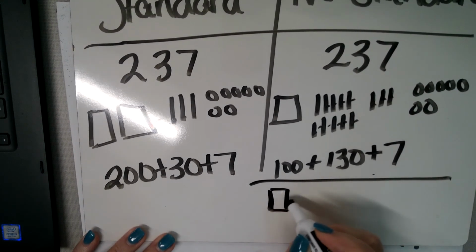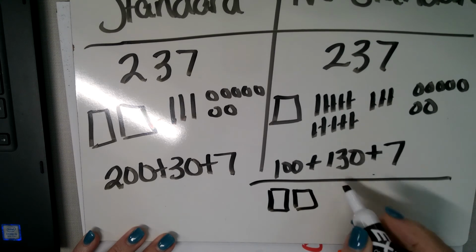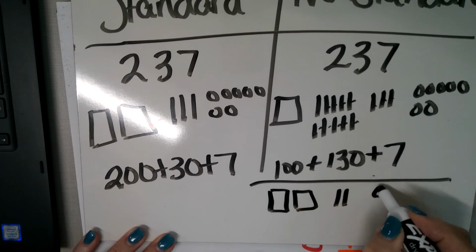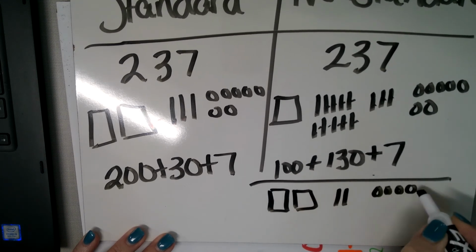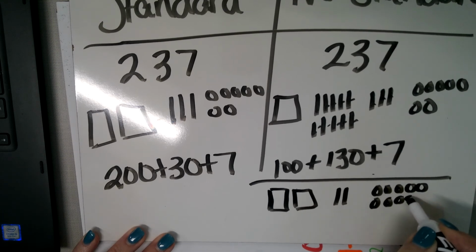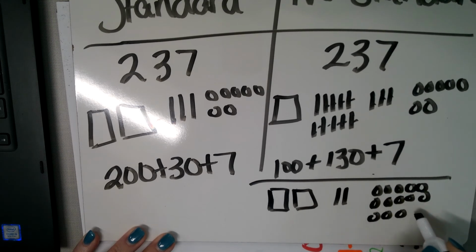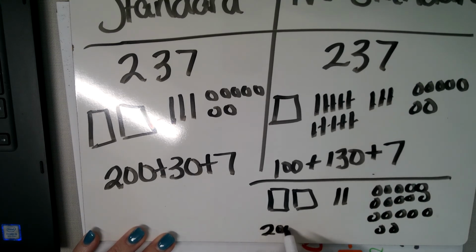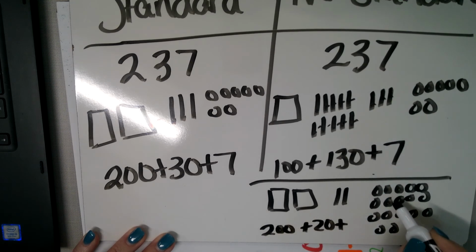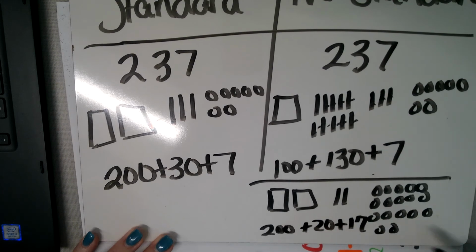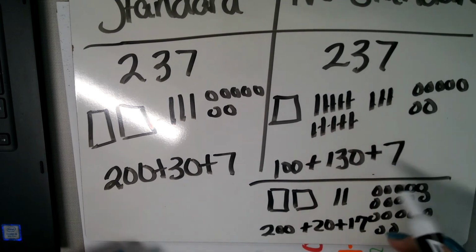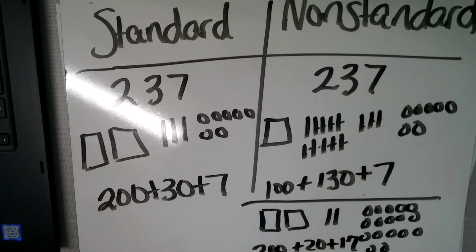I could go ahead and leave my 200. Maybe I only want to put 2 tens, and I could turn those into ones, so now my number would be 200 plus 20 plus 5, 10, 15, 17 ones. Those would be non-standard ways to write a number.